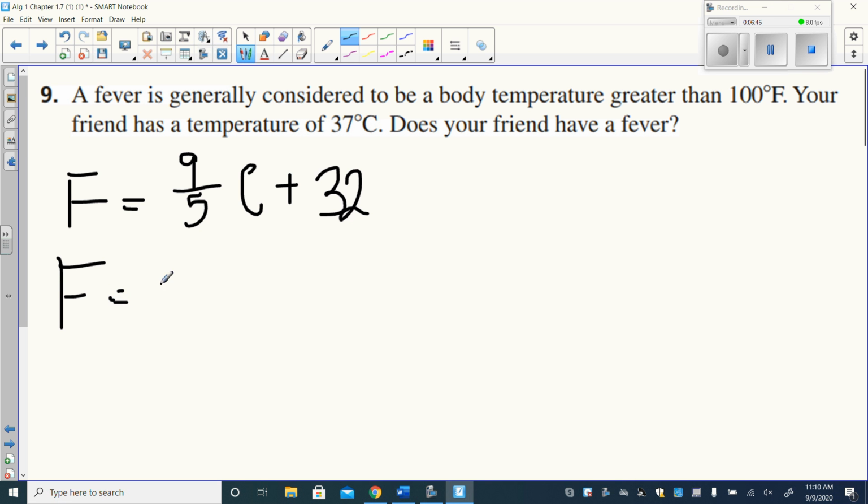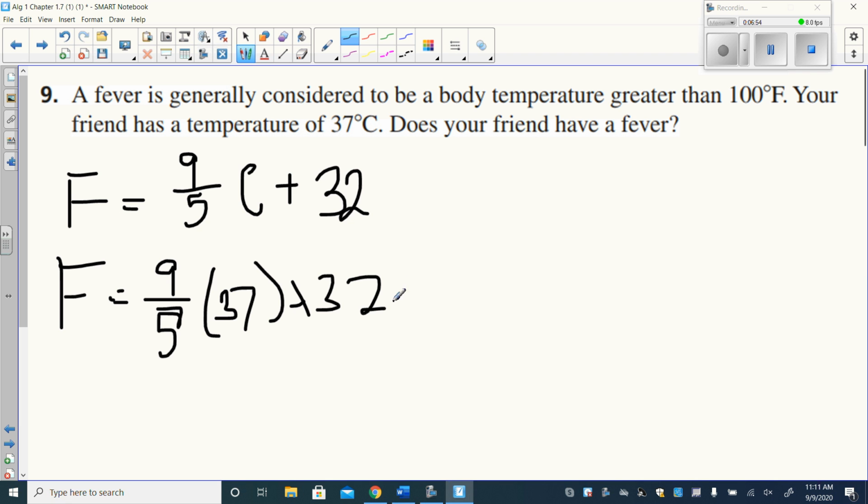So again, we're going to use this formula here and plug in 37 degrees for C and simplify. So at this point, again, you can pull out your handy dandy calculator, do 9/5 times 37 plus 32. And it'll tell us that your friend has a temperature of 98.6 degrees Fahrenheit. So do they have a fever?